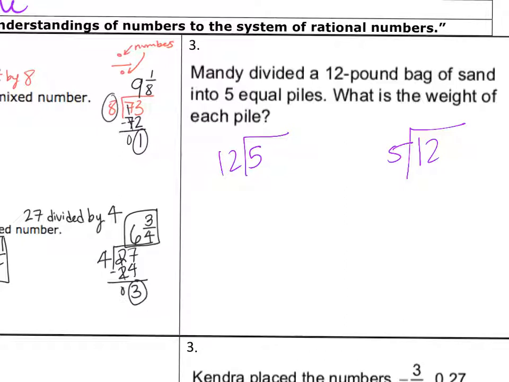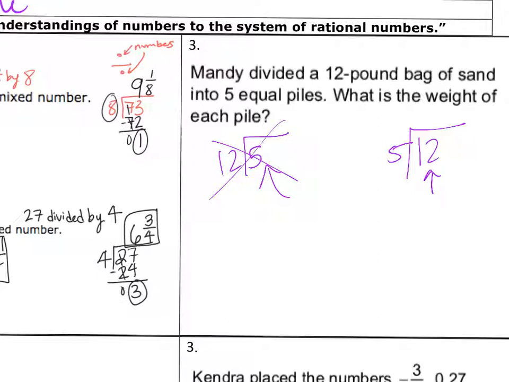She has a 12-pound bag that she's dividing into 5 equal parts. This one makes sense here because you have 12 divided by 5. If you had 5 divided by 12, you would have a very, very small number. And you don't need a very, very small number in this case. Each bag is clearly going to have more than 1 pound. This right here wouldn't be the correct one. You have to make sure it makes sense.